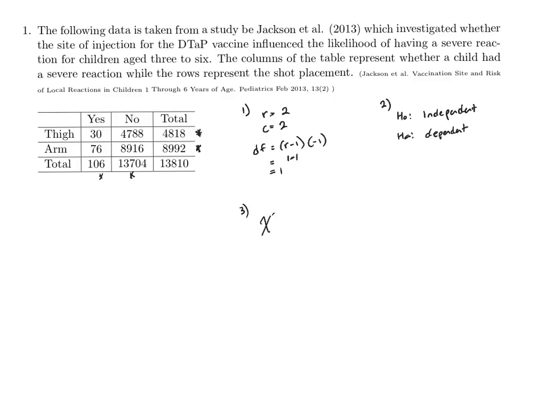Based on that, I went ahead and found step 3, which is chi-squared. Chi-squared is 2.05. And I'm going to use that in step 4 when I go to find my p-value on my chi-squared table.